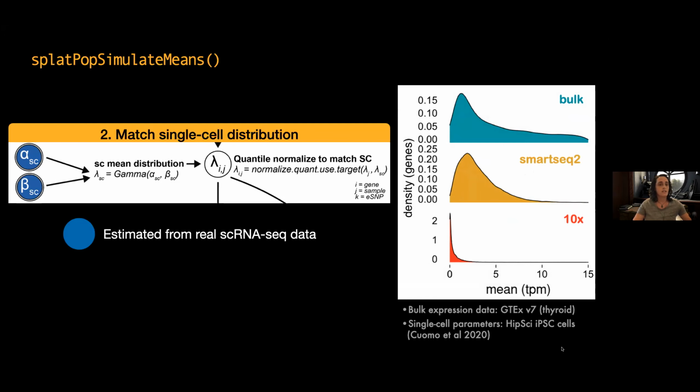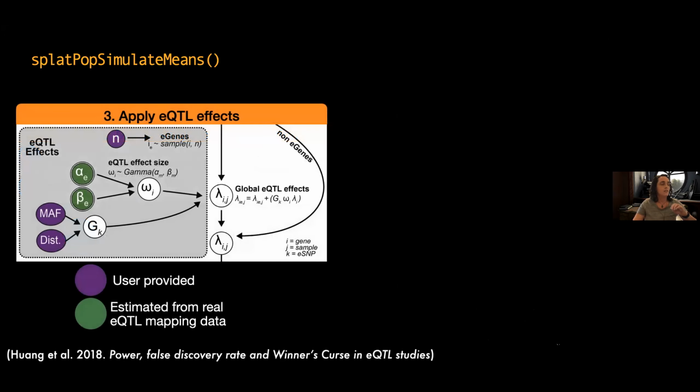So now that we have our data looking like single cell data, the third step is to apply eQTL effects. First, the user can decide what proportion of genes they want to have eQTL effects, and they can also put some parameters on the genetic variants that are assigned to each of these genes, like if they have to have a certain minor allele frequency or be a certain maximum distance away from the gene. And then finally, the effect size of the eQTL is sampled from a distribution parameterized from real eQTL mapping data from GTEx.